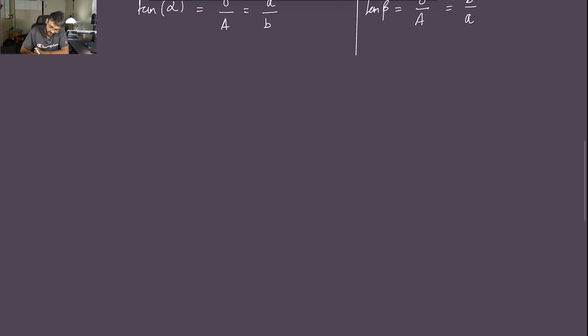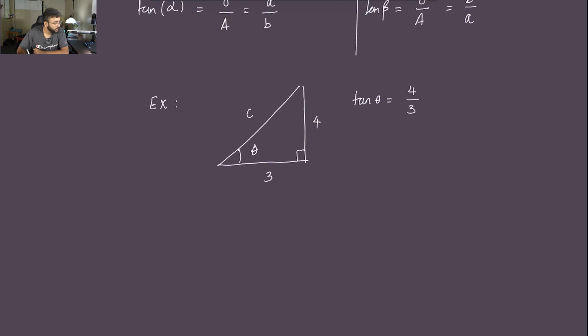So let's do an example of this. Suppose you have a right angle triangle, and this side is 4, this is 3, and this we don't know. This angle is theta, and I need to calculate this. Let's call the hypotenuse C. I can use this definition. Tangent of theta is opposite over adjacent, so opposite to that angle theta is this, adjacent is this, so that ratio is 4 over 3, and that gives 1.33. That means tangent of theta is 1.33.